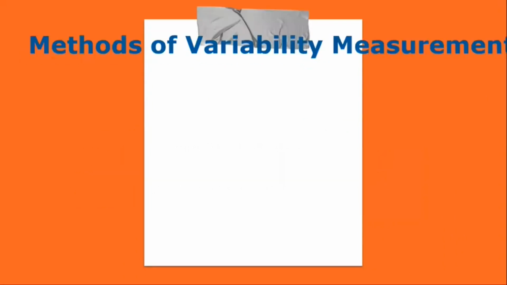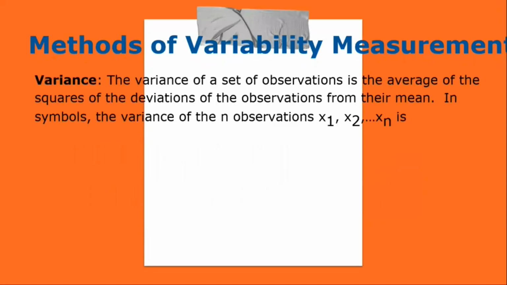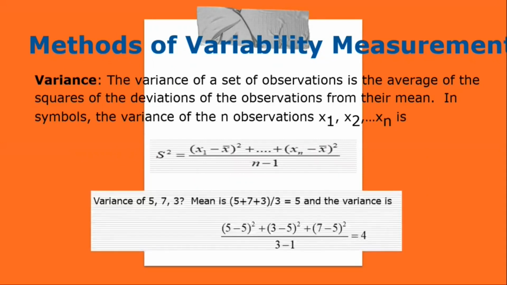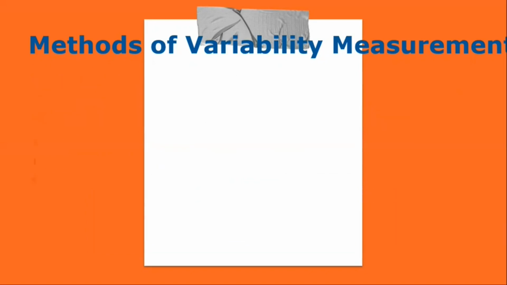Methods of variability measurement: variance. The variance of a set of observations is the average of the squares of the deviations of the observations from their mean. Variance of 5, 7, 3: the mean is (5 + 7 + 3) / 3, which equals 5, and the variance is ((5 - 5)^2 + (3 - 5)^2 + (7 - 5)^2) / (3 - 1), which equals 4. Standard deviation: the square root of the variance. The standard deviation of the example is 2.